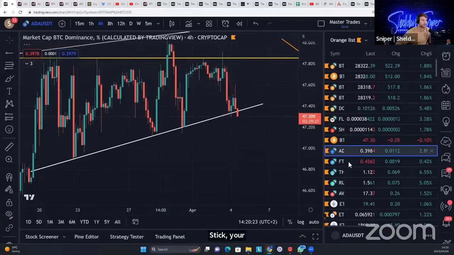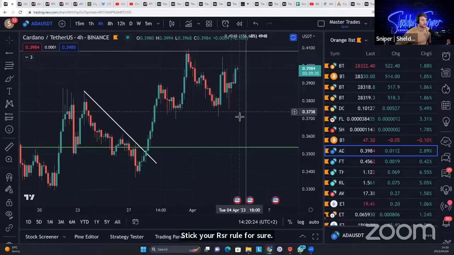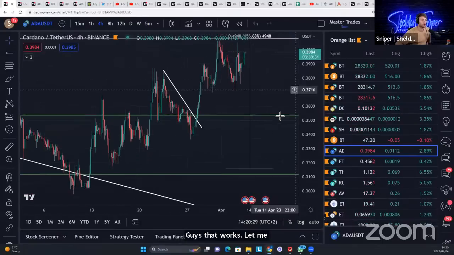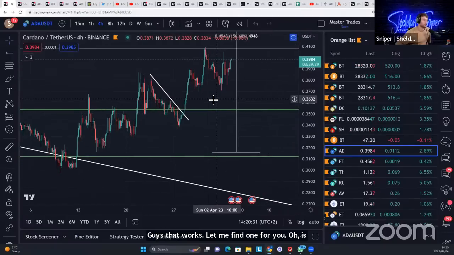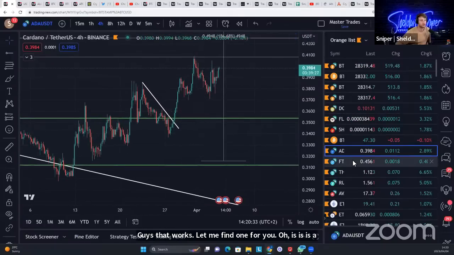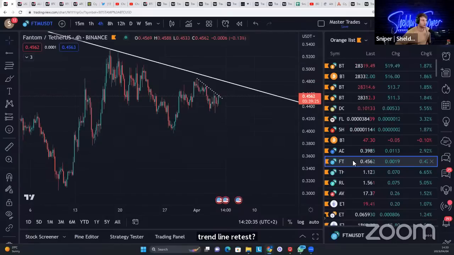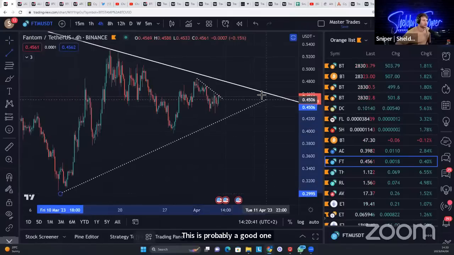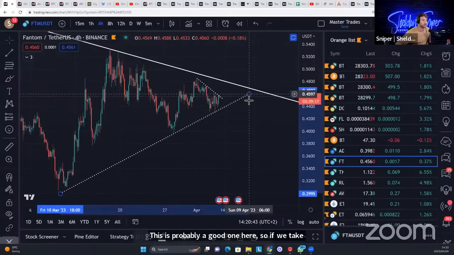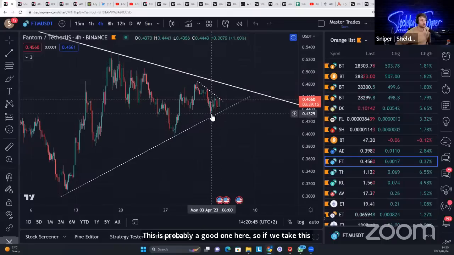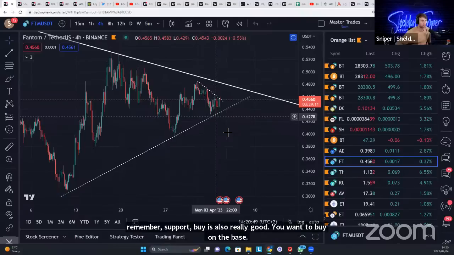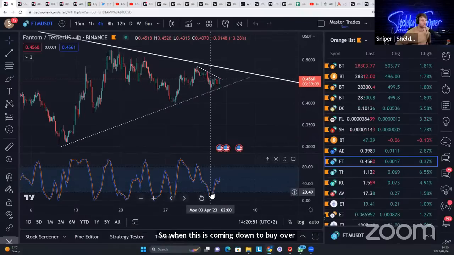And another strategy as well, guys, that works. Let me find one for you. It's a trend line retest. Let me just find an example, because you'll see them at times. This is probably a good one here. If we take this trend and we look at support, remember, support buys are also really good. You want to buy on the base. So when this is coming down to buy over there, you can see your RSI.